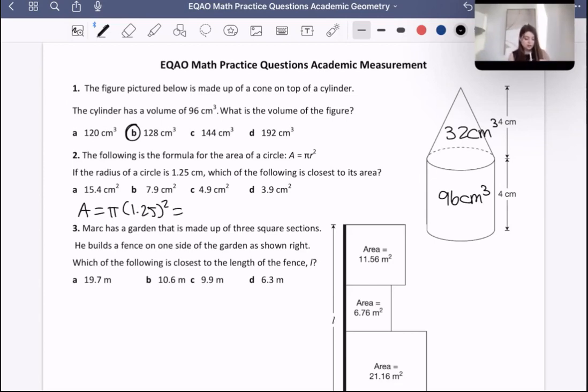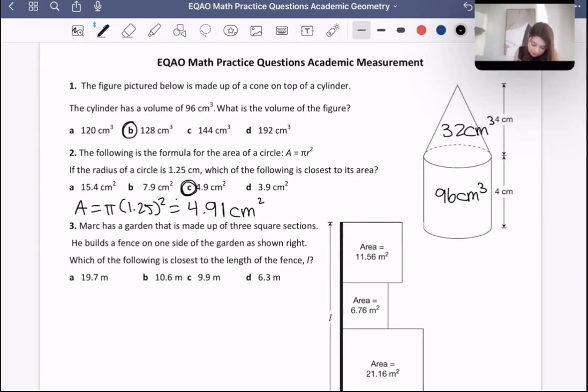So that's going to be, let's see, 1.25 squared is 1.5625, and that's times pi, 3.141592, which is 4.91, right? Approximately, if we round to 2 decimal points. Now, that is extremely close to 4.9 centimeters squared. So I'm going to say that they just rounded to 1 decimal instead of 2 as I did. And I'm going to go with C because C is much closer than the other values.